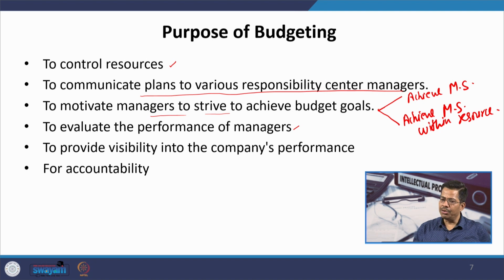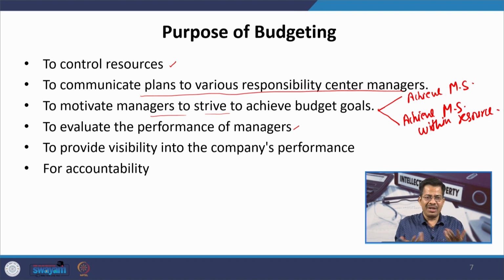And then for accountability also, out of 10 managers, 7 are able to achieve their objectives, 3 are not able to achieve the objectives. So, with this system of visibility, you can hold those 3 accountable, that you are the reason for lower performance of my organization, and then you see whether milestones were not realistic, whether enough resources were not provided to them, or there may be some third reason also.